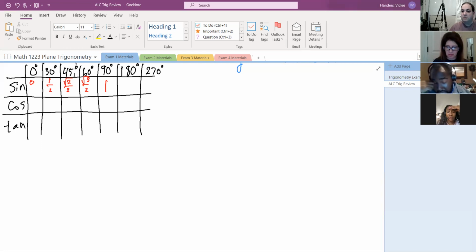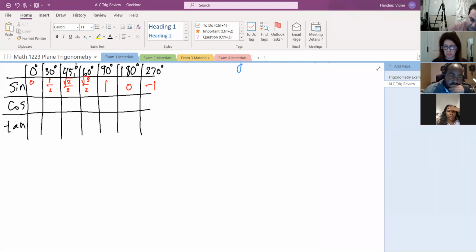180 is on the same line as 0, so it also has 0 for the sine. 270 is on the same line as 90. One of them, 90, is up, 270 is down. So 270 would then, of course, be -1. You can alternate the values according to which ones are complementary.